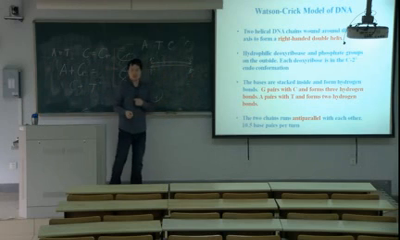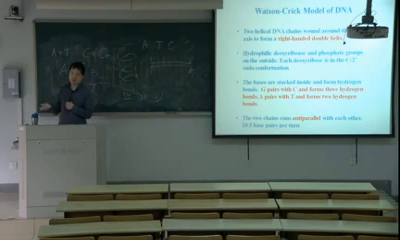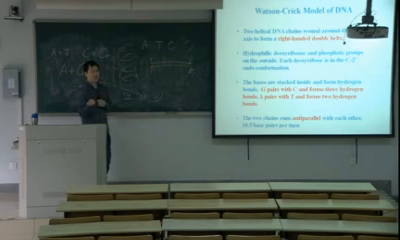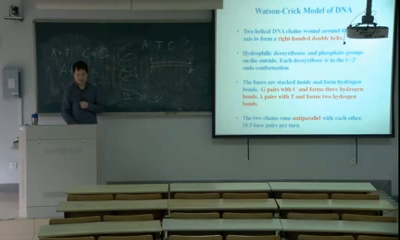So basically, their model says it's a double strand with base pairs, and the double strand goes anti-parallel. Okay? And then the ribose goes outside, and the bases go inside.